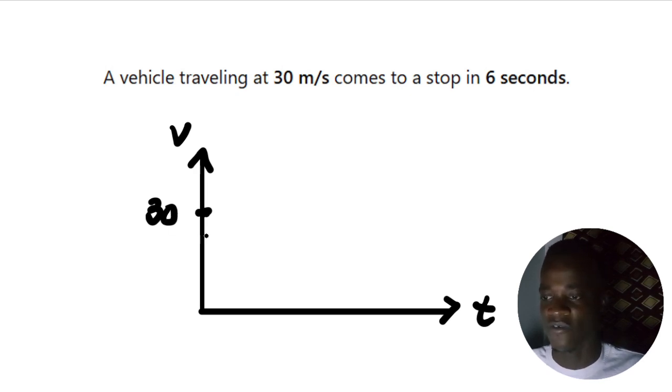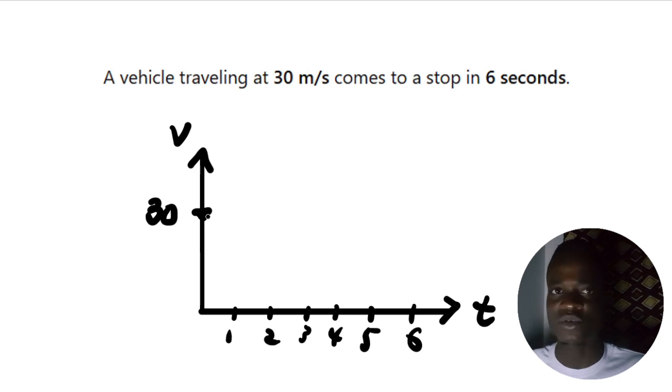And then it comes to a stop in 6 seconds. When we start from here, right? Traveling at 30 meters per second, that's the very first point. Then we go from 1, 2, 3, 4, 5, and 6. So we are starting at 30 and we are coming to a stop. Coming to a stop means we are coming to a point where the velocity is now 0, and it is happening in t seconds. So we are meeting here at 0, 6, right?